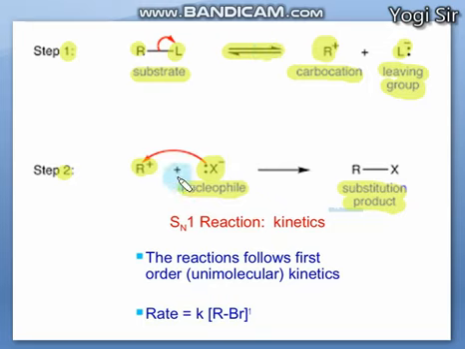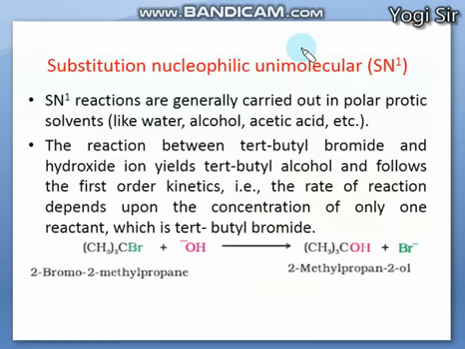So here it is mentioned as the SN1 reaction. It depends only on this starting material, that is the alkyl halide. It can be any alkyl halide, alkyl bromide or alkyl iodide. So it is a unimolecular reaction. It is mentioned here that SN1 reactions are mostly carried out in the presence of polar and protic solvents like water, alcohol and acetic acid.